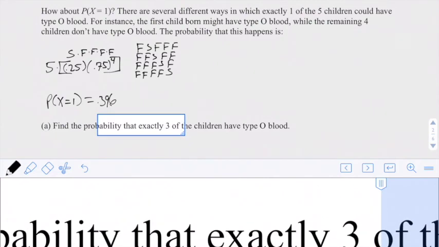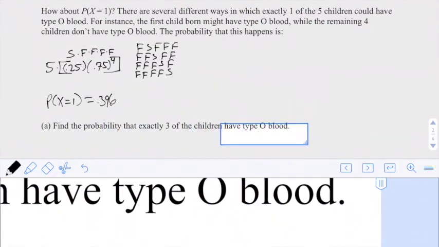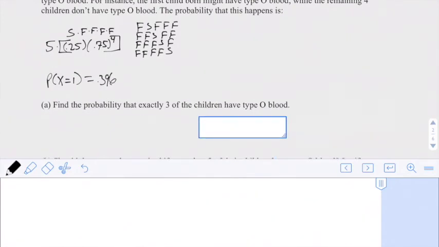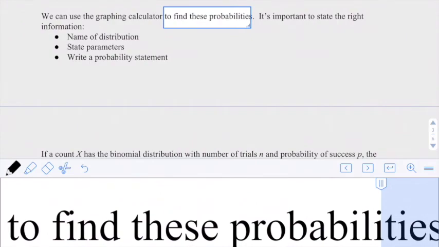Find the probability that exactly 3 of the children have type O blood. Well, this is where we have to do that counting again. You have to figure out how many different ways we could do this. We have some new notation that could tell us how to do it. I'm not going to show you how to do that binomial stuff too much, but we're going to use our calculator to find these probabilities.